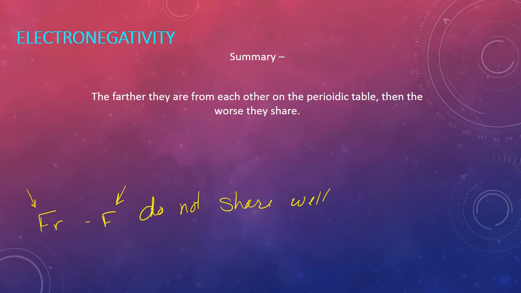In fact, they don't share well at all, to the point it's ionic. Fluorine's going to steal that electron away from francium. The farther the two atoms are, the worse they share, the more likely they are then to be ionic.